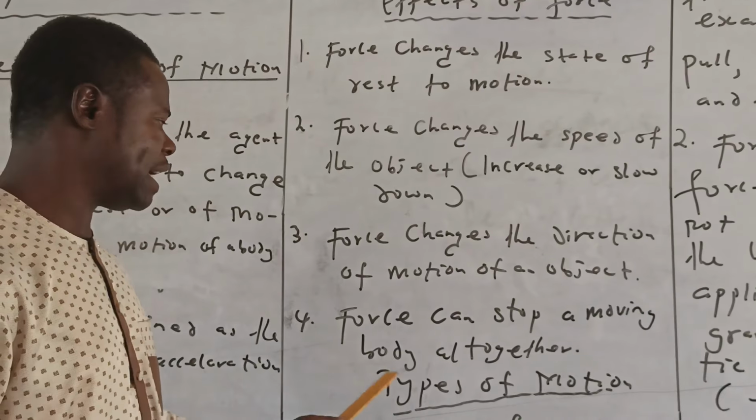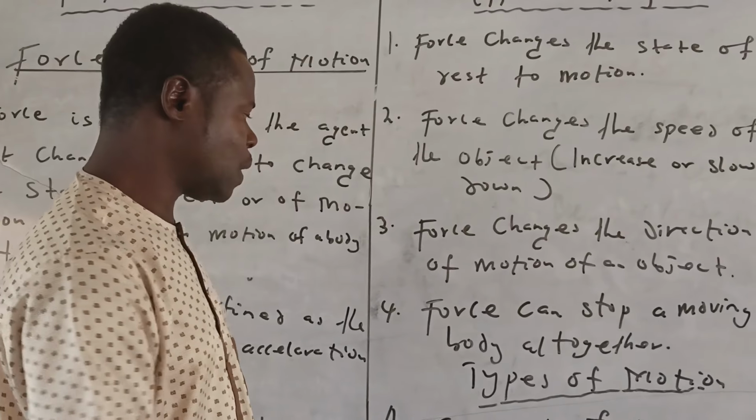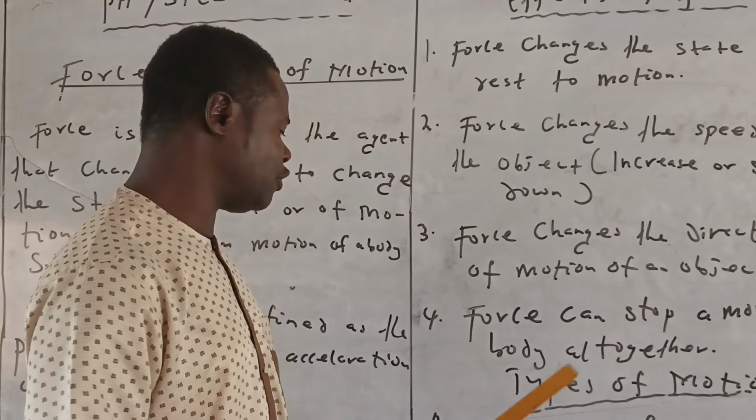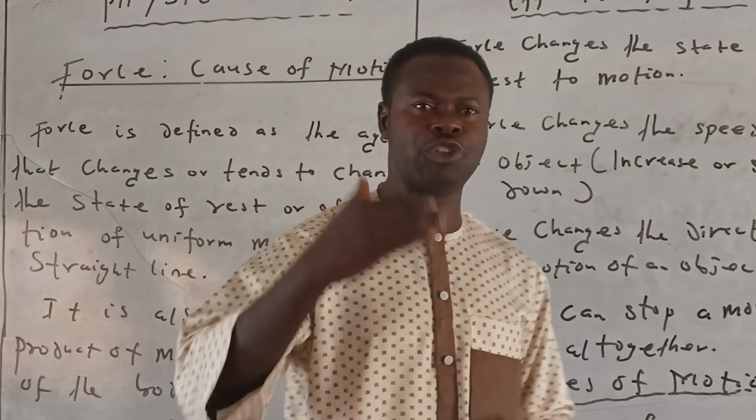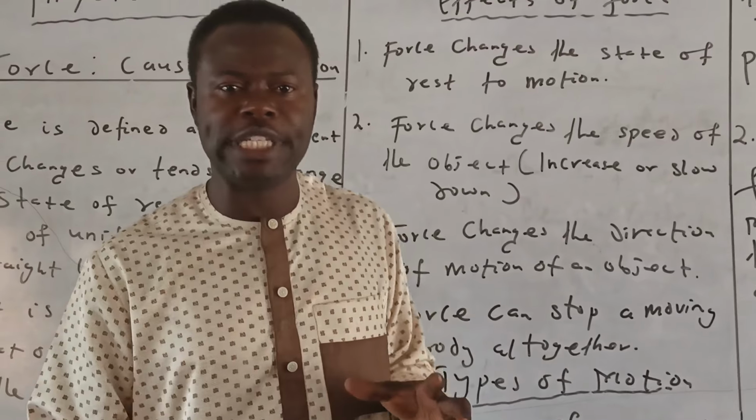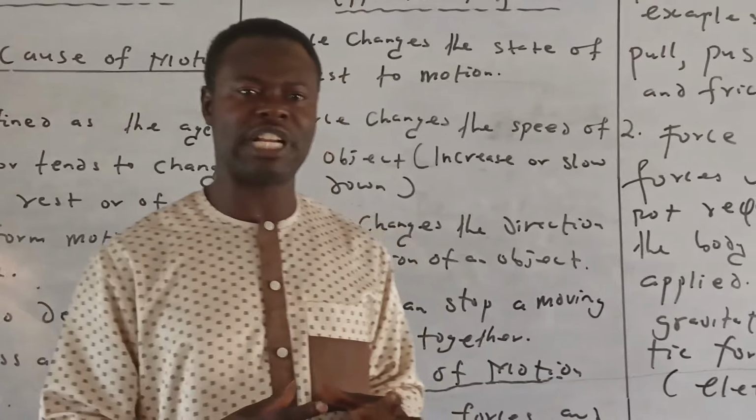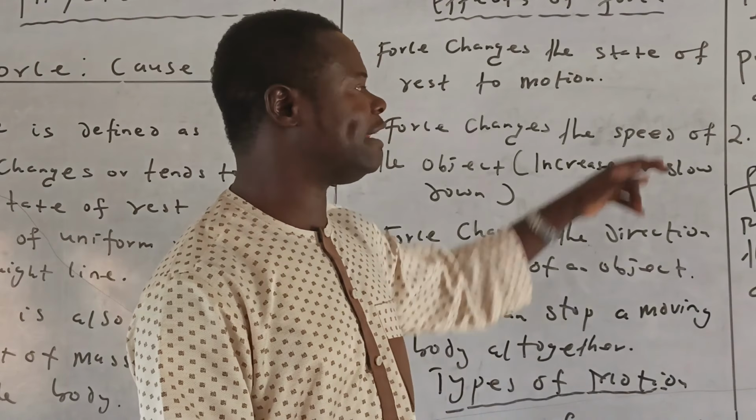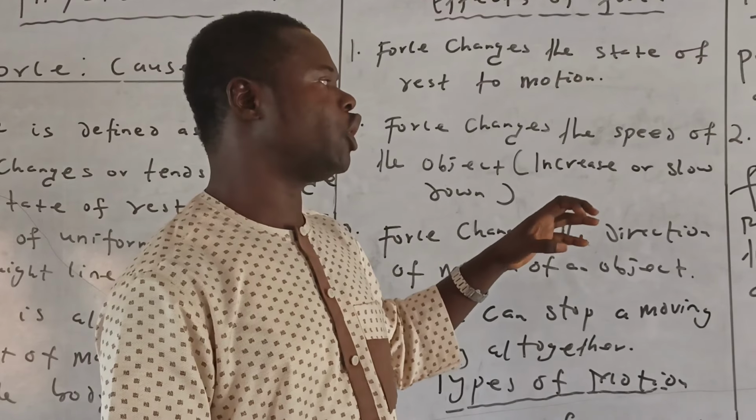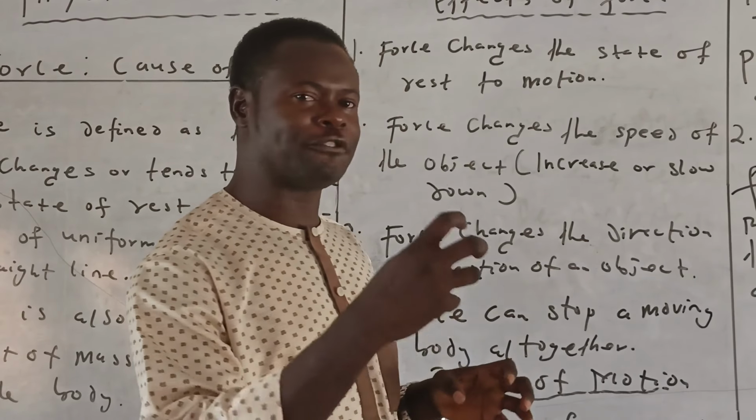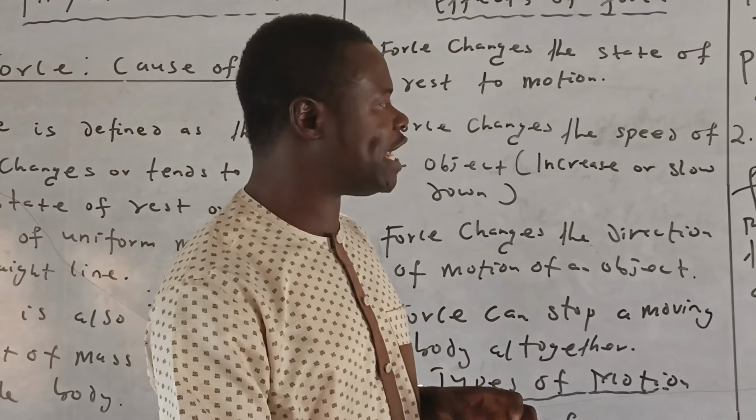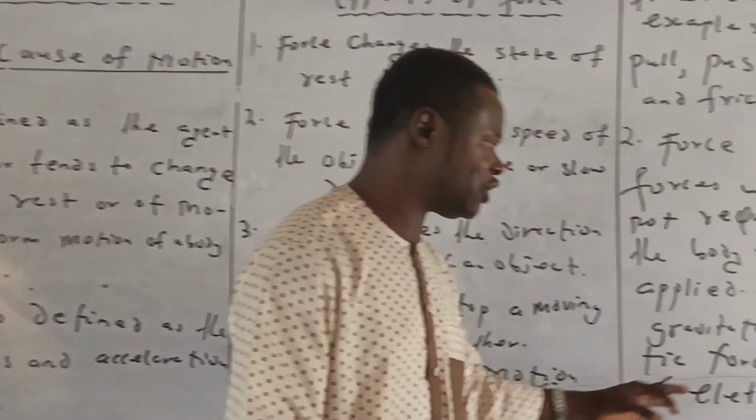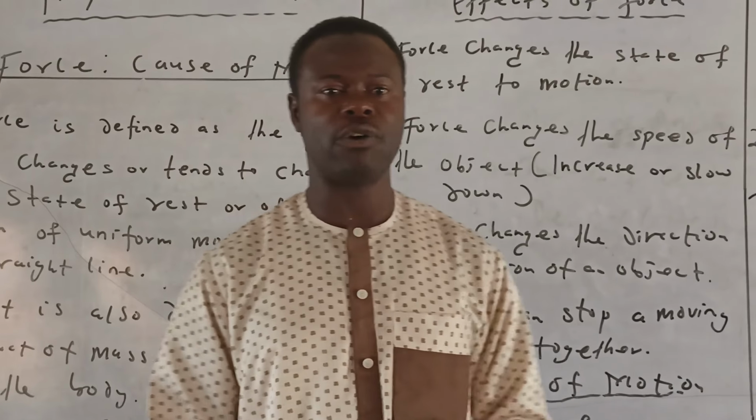We also considered the types of forces, which are contact forces and force fields. We define contact forces as those forces that have to do with contact with the body to which they are applied. An example is frictional force. Another example is push or pull. And then the last one is force field. These are forces which do not have to do with contact with the body to which they are applied. Examples are gravitational force, electric or electrostatic force, and others.